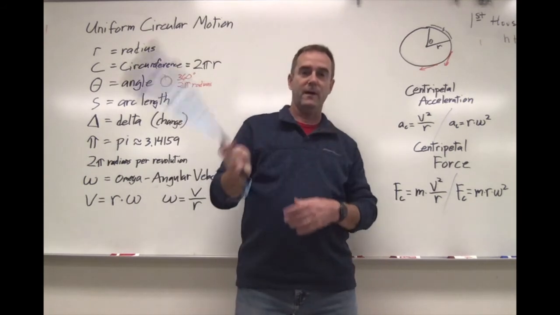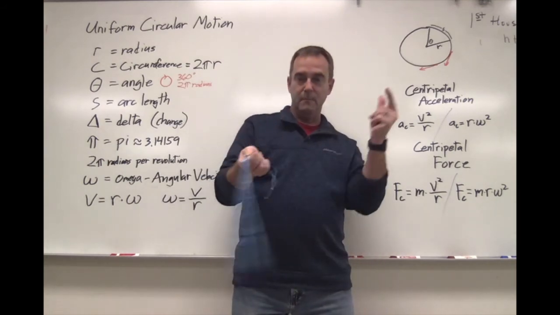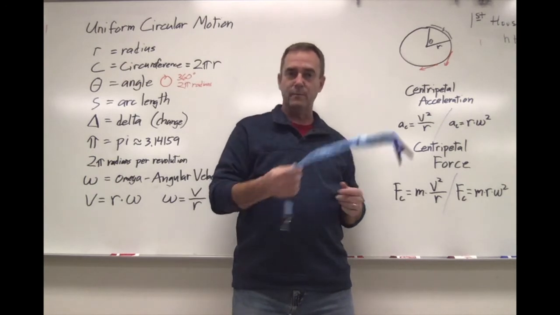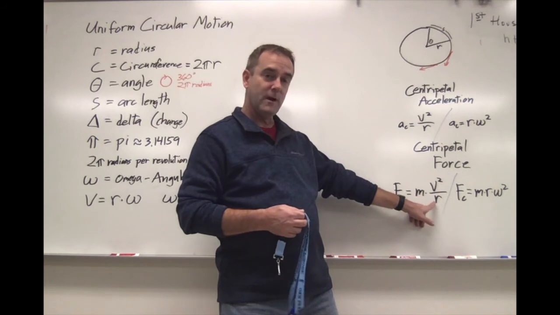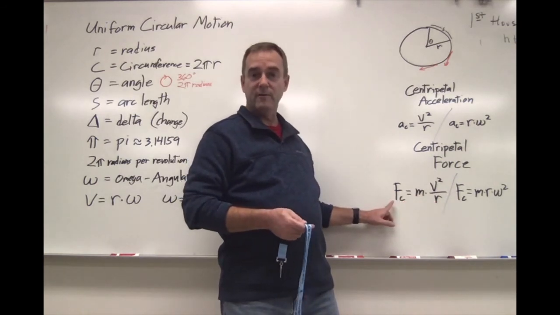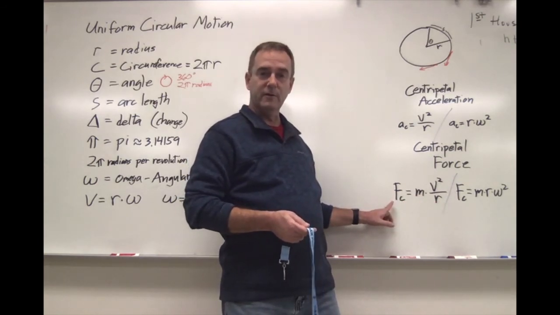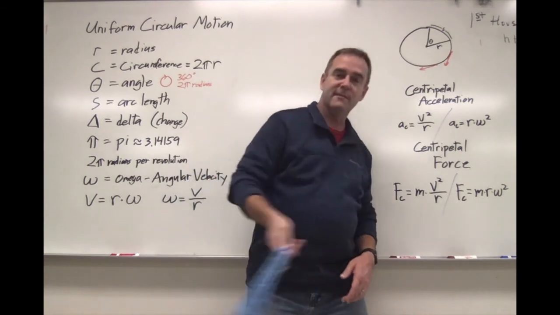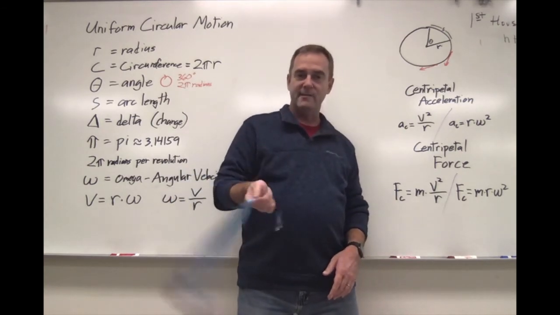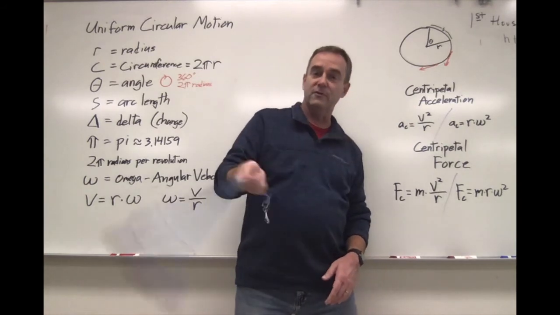If I'm spinning this around, but I suddenly magically made this twice the mass that it was before, but the same velocity and the same radius, well, it's going to take twice the force in order to keep it moving in that circular motion. Simple. What if I take this, spinning it, and I suddenly double the speed that it's traveling around?